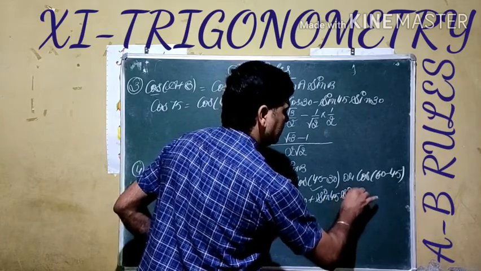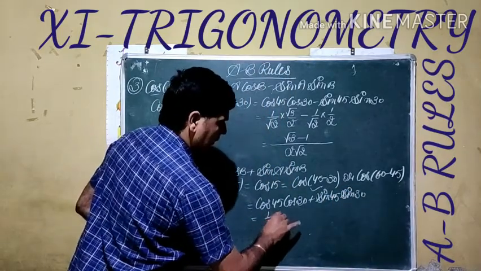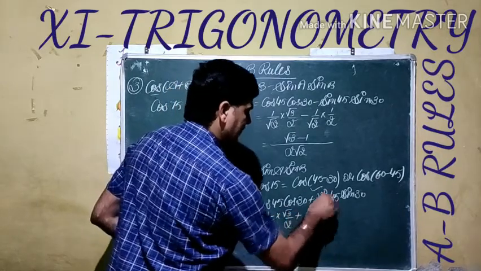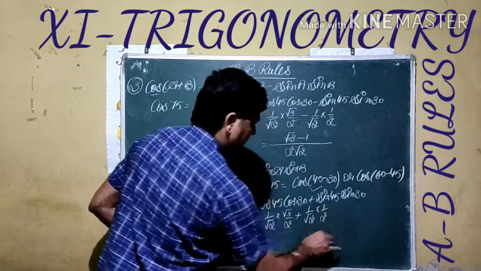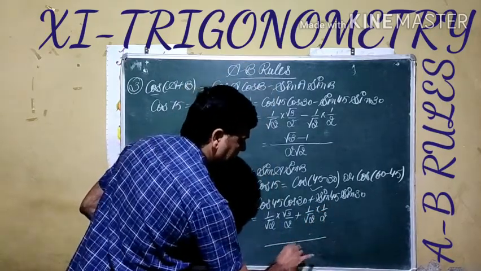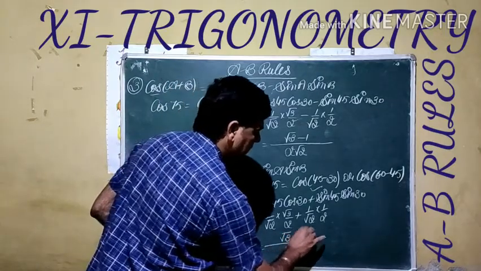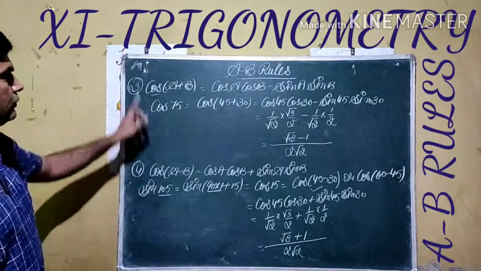Now replacing the values from the table: cos 45 is 1 by square root 2, cos 30 is square root 3 by 2, sin 45 is 1 by square root 2, sin 30 is half. Again taking the LCM, we get the LCM as 2 square root 2 and the numerator comes out as square root 3 plus 1. So by using these, we can also find out cos values.